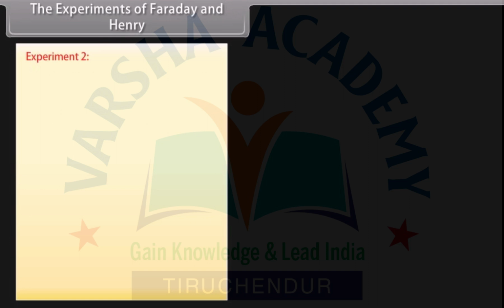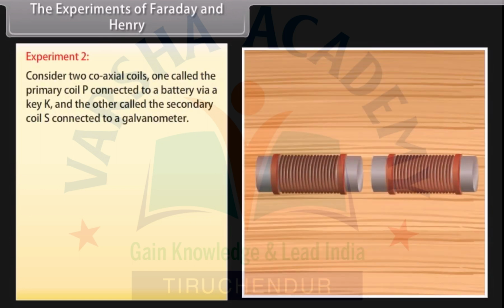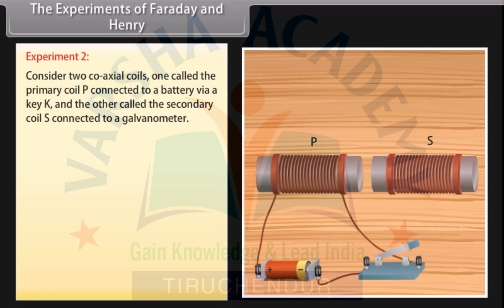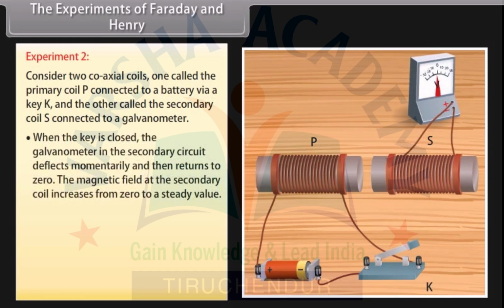Experiment 2. Consider two coaxial coils, one called the primary coil P connected to a battery via a key K, and the other called the secondary coil S connected to a galvanometer. When the key is closed, the galvanometer in the secondary circuit deflects momentarily and then returns to zero. The magnetic field at the secondary coil increases from 0 to a steady value.